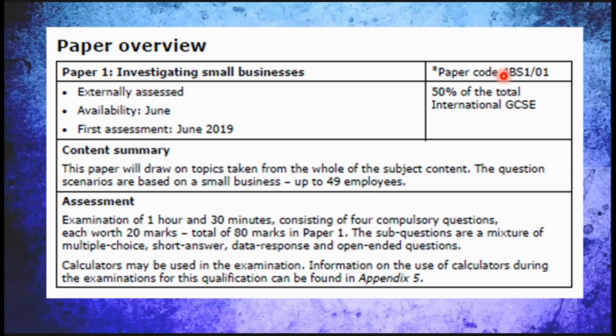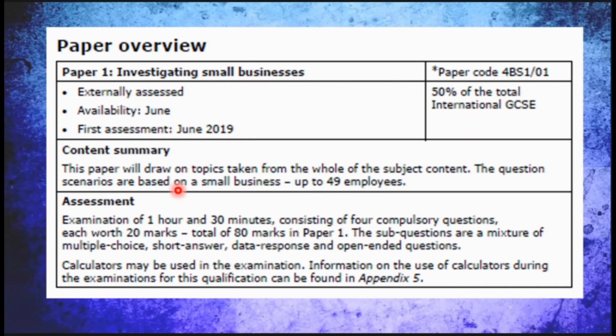The paper code is 4BS1, which is 01, that is the paper 1 paper code, and we are externally assessing 50% of the total international GCSE. The first assessment for this specification happened in June 2019. And we'll just check on the content summary.